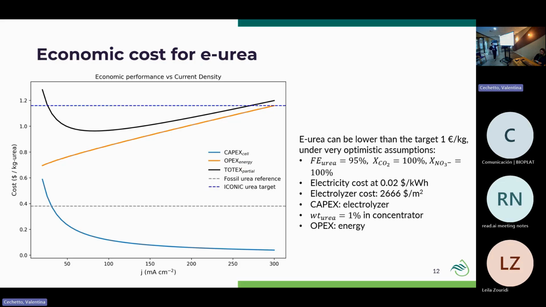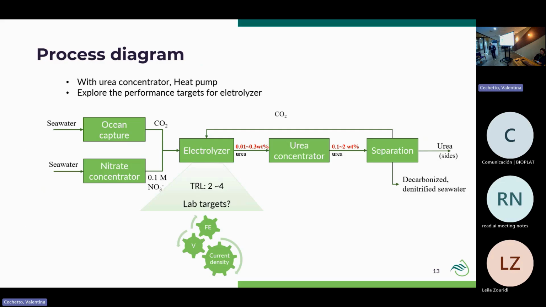But still, that's the cost of fossil urea, here it's like 0.3, and this value is much higher than that. Our ambitious target is €1 per kilo of urea. Still, we thought we can find some window for that. And we come back to our original question.